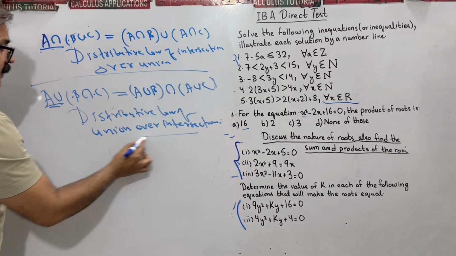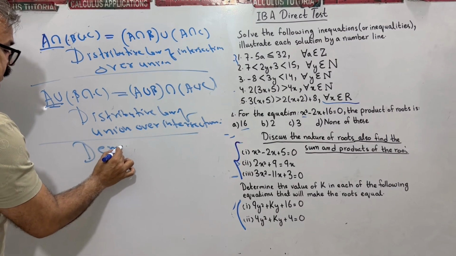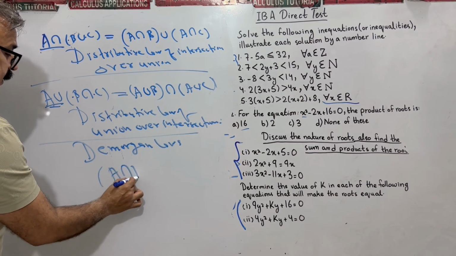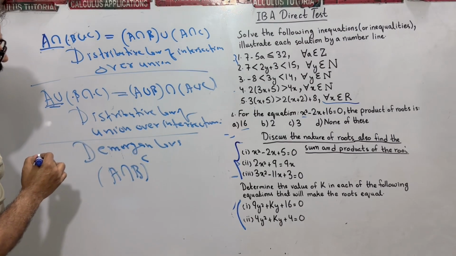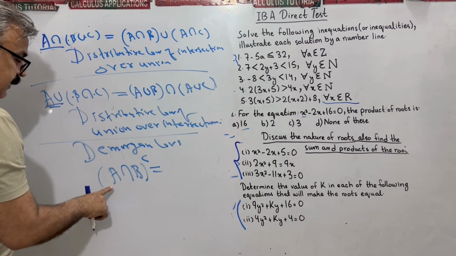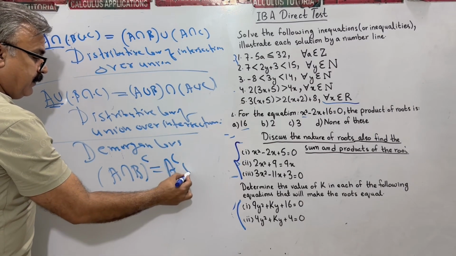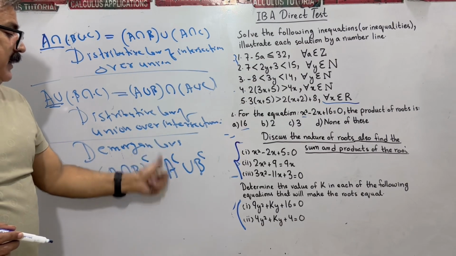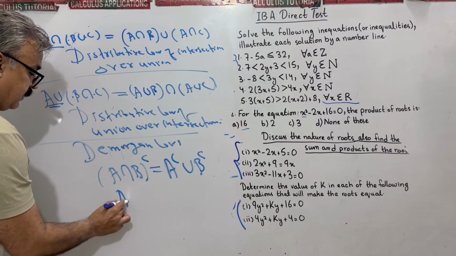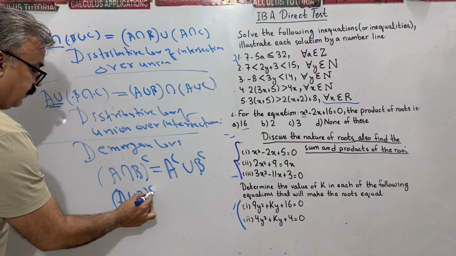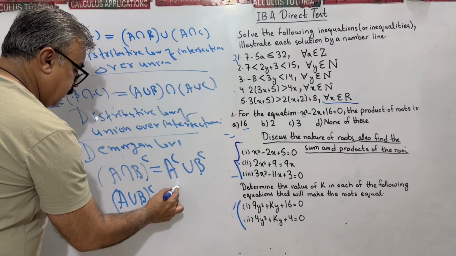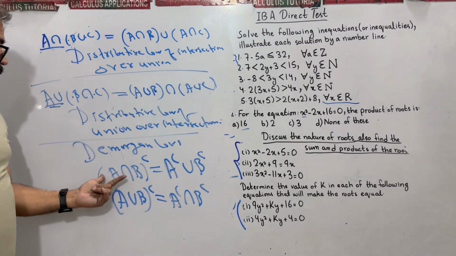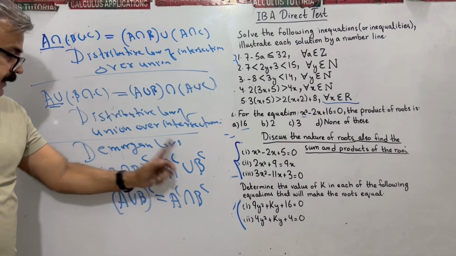The typical one: De Morgan laws, everybody is familiar. A union B whole complement. Some people write C, some people write dash, it's okay. A intersection B whole complement is equal to A complement union B complement. Here it is intersection, here it is union. Here overall complement, here individual complement. First De Morgan law, second De Morgan law. A union B whole complement is equal to A complement intersection B complement. Look at the difference: intersection then union, union then intersection. Overall complement, individual complement.